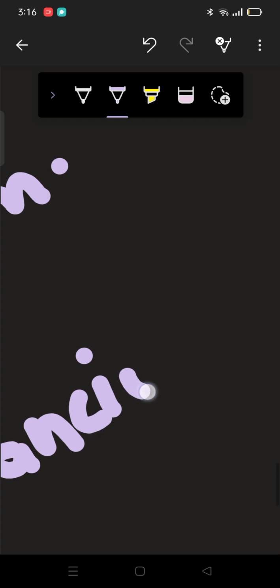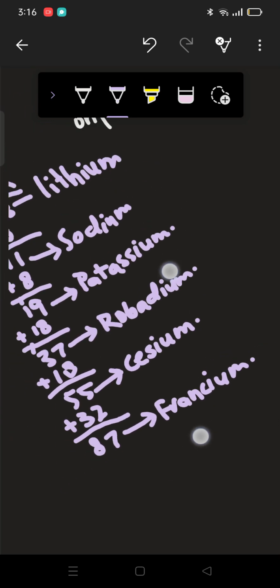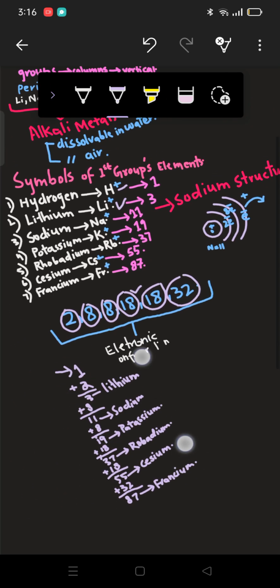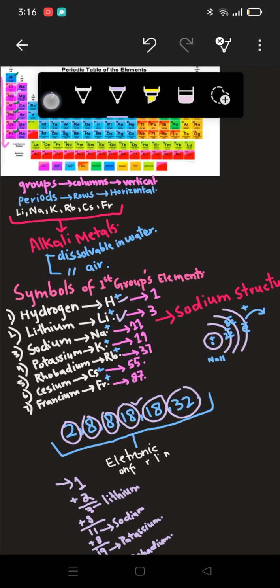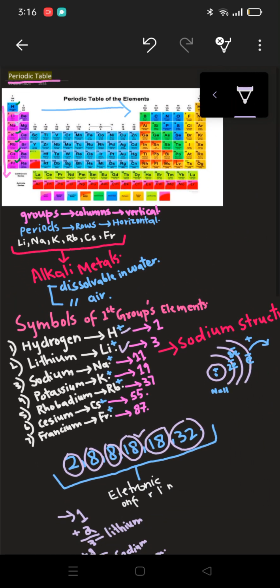I hope it is clear to you how we have made these atomic numbers. Alright, so we have just made these atomic numbers with the help of the electronic configuration, which is 2, 8, 8, 18, 18 and 32. Alright, so how do we need to learn these elements, like what elements are present in the first group? So we should go with a statement.